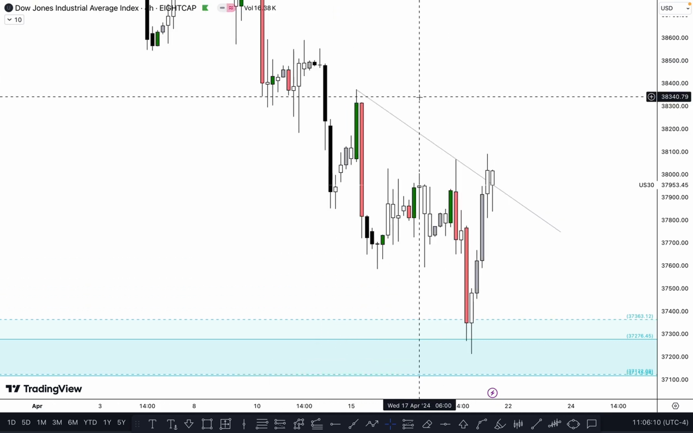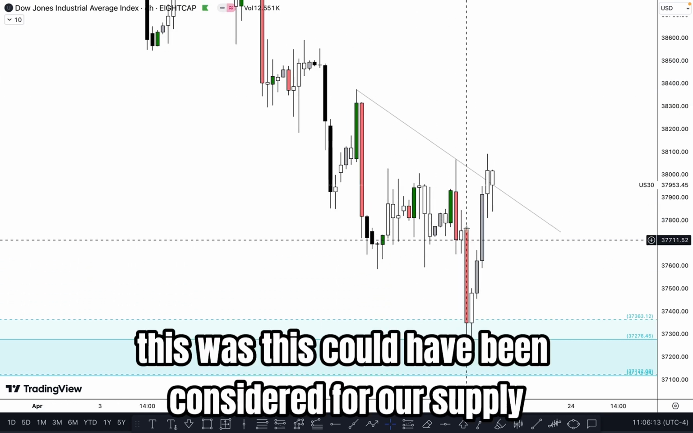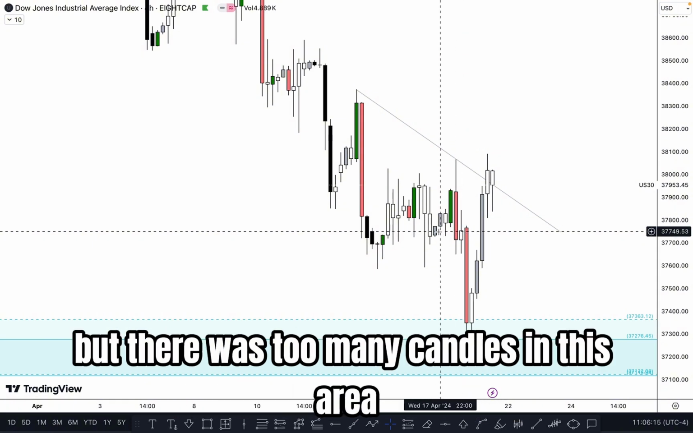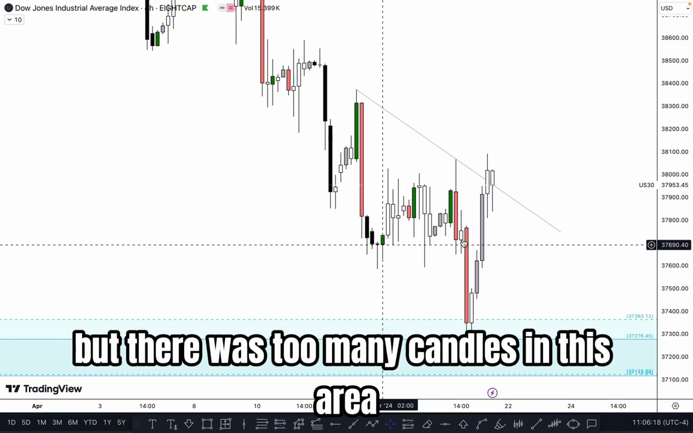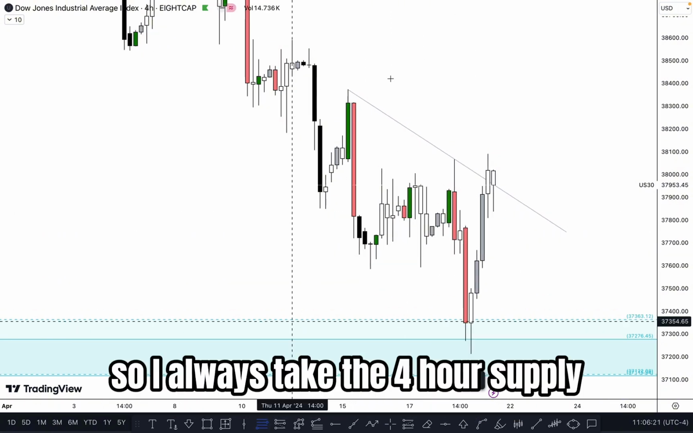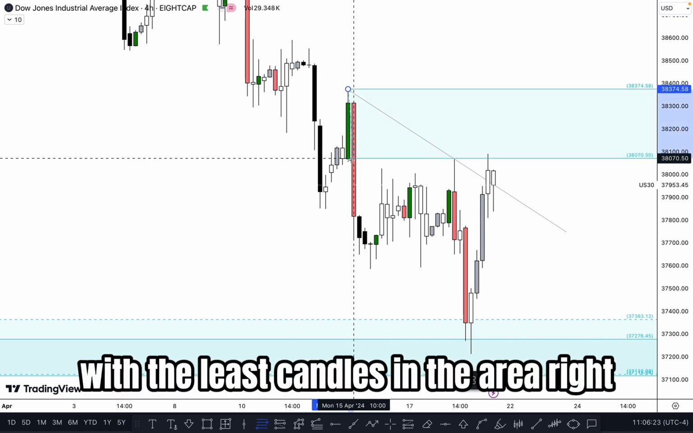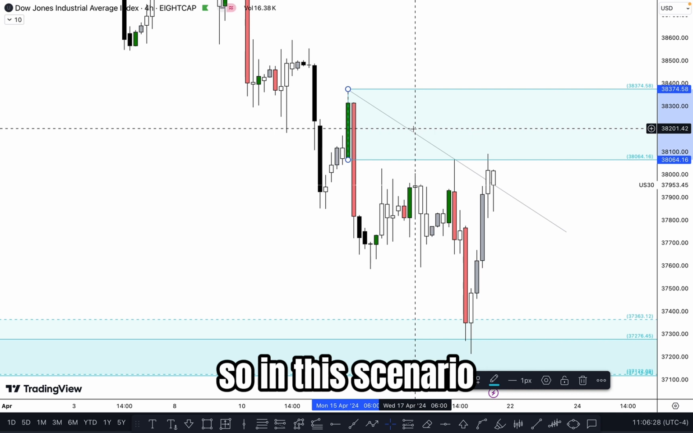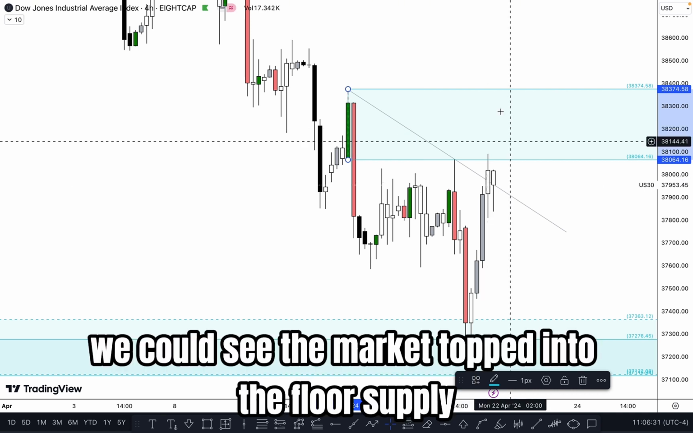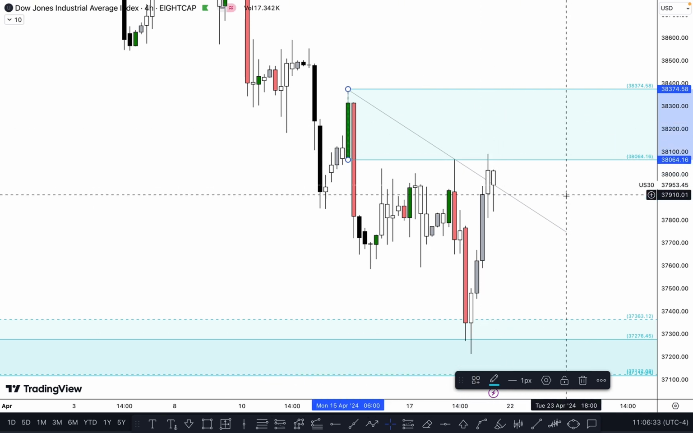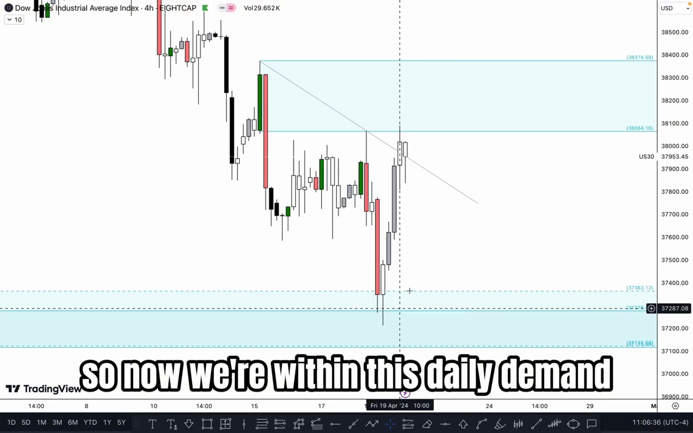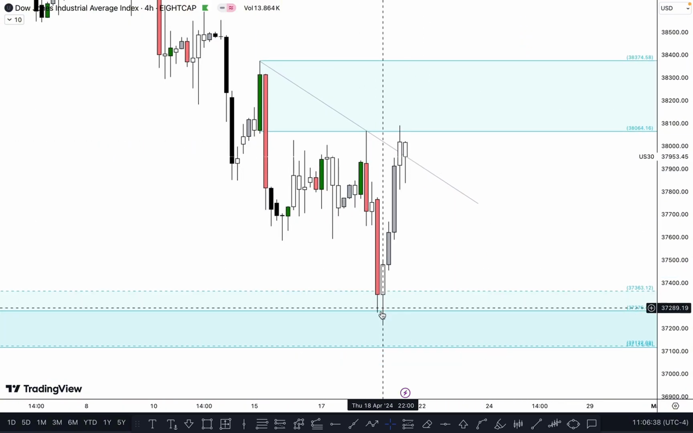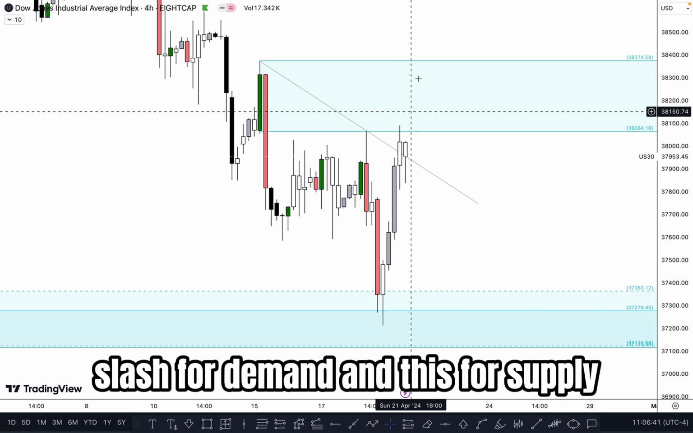This would be the most recent 4-hour supply. This could have been considered 4-hour supply, but there were too many candles in this area. So I always take the 4-hour supply with the least candles in the area, right? So in this scenario, we could see the market tapped into the 4-hour supply. So now we're within this daily demand, 4-hour demand and this 4-hour supply.